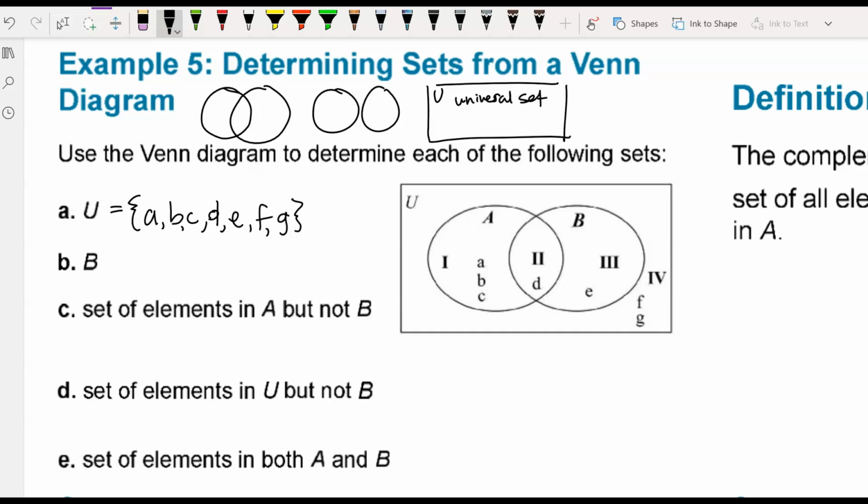All right, next we want what's in B. It doesn't exclude anything, so it wants everything that's in that circle B. So that's going to be d and e. And then it says the set of elements in A but not B. So it would be a, b, c, because d is shared with B. So the set is going to equal {a, b, c}.